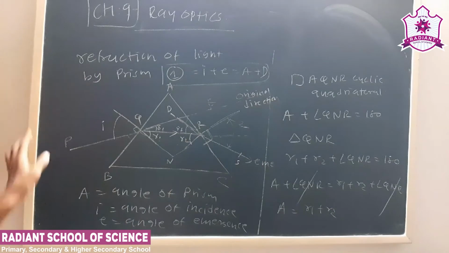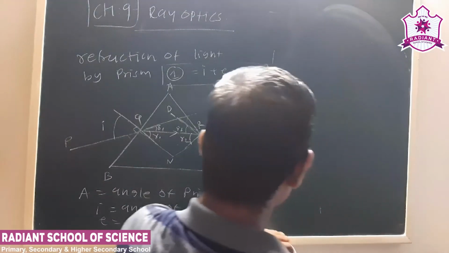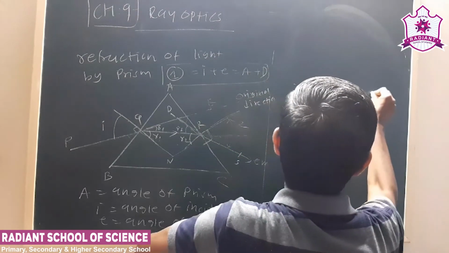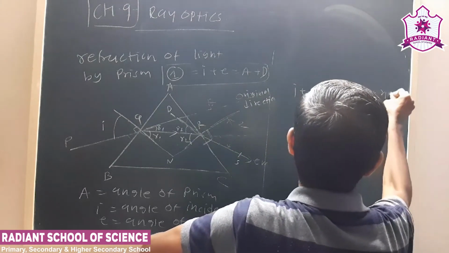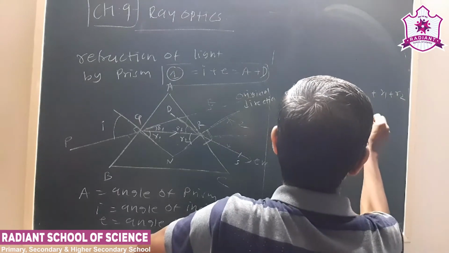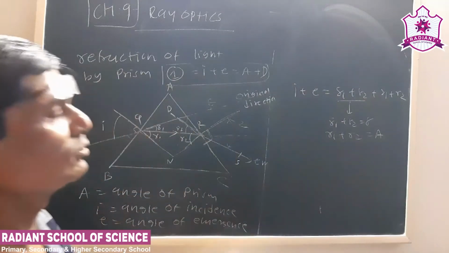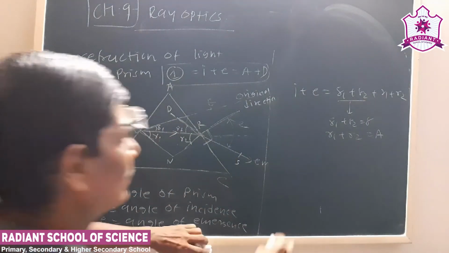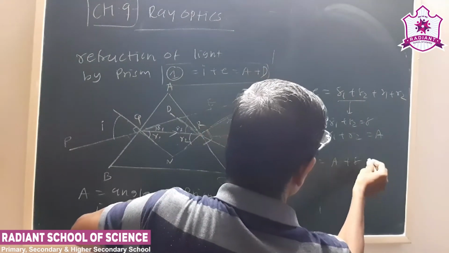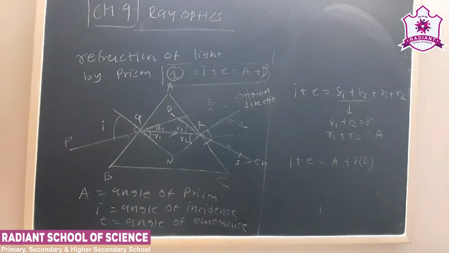So hence our equation has become I plus E is equal to delta 1 plus delta 2 plus R1 plus R2. Delta 1 plus delta 2 we have proved is delta, and R1 plus R2 we have just now proved is A. So our equation has become I plus E is equal to A plus delta, sometimes they call it D also. So this is the first part of the question.